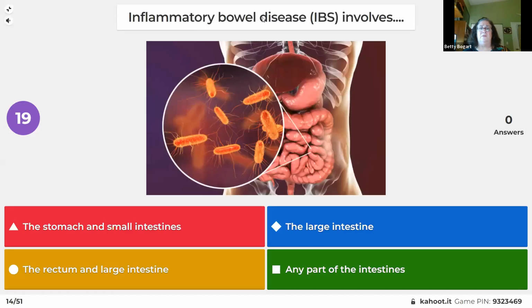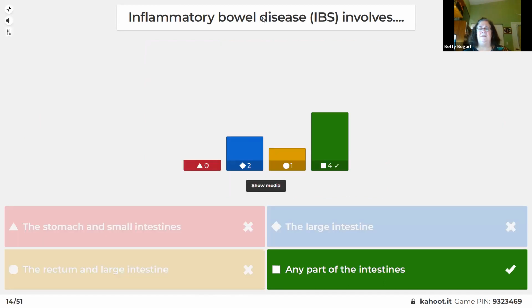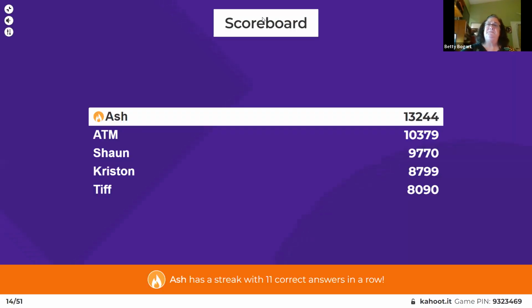IBD involves what? Inflammatory bowel disease. I mean, IBD is mouth to anus, anywhere in between, okay? When you talk about bowel, it's mouth to anus, and it could be anywhere in there that's involved.